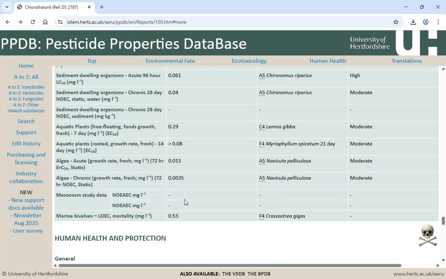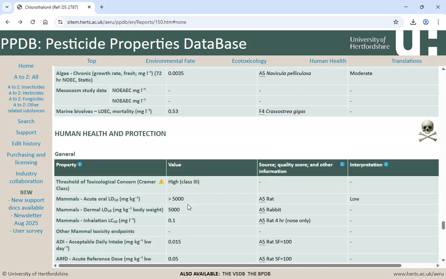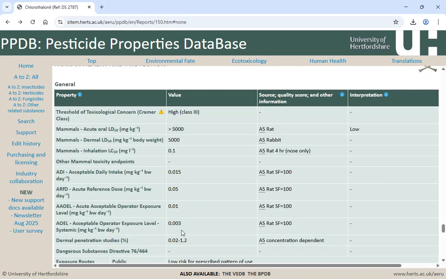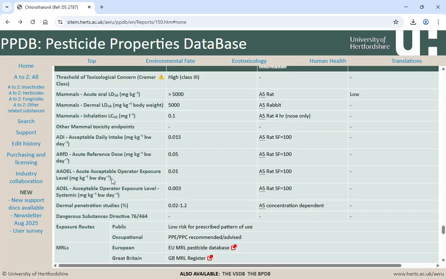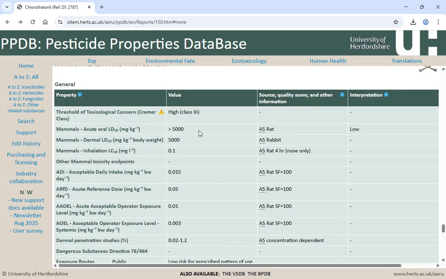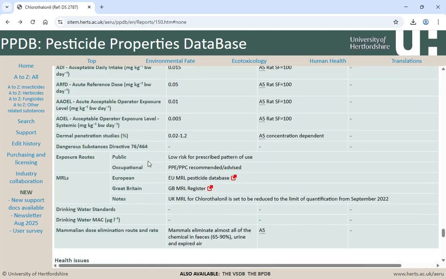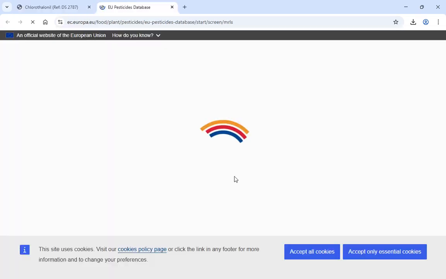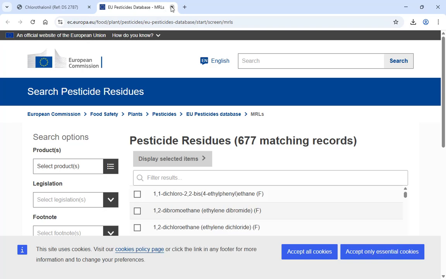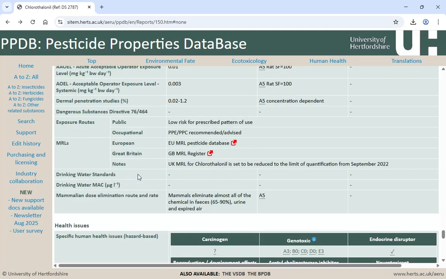Then that leads us down to human health. Obviously we've got mammalian toxicity there, but then things like acceptable daily intake, acute reference dose and so forth, all in the same format: values, quality score and species, and interpretation. Then things like various exposure routes, maximum residue levels. We've got links through to, say, the EU MRL database, so you can click on that and that will open up that page there. Drinking water standards, and so on.